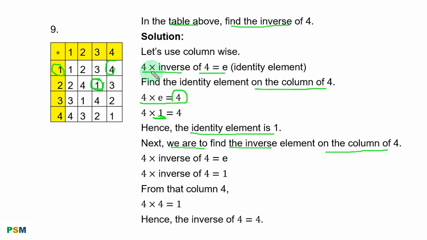You come back here. 4 times inverse of 4 is equal to E. E is already 1. So 4 times inverse of 4 is equal to 1. From that column 4, the result is already 1. So 4 times what will give you 1? It is 4 times 4 equal to 1. Hence, the inverse of 4 is equal to 4.